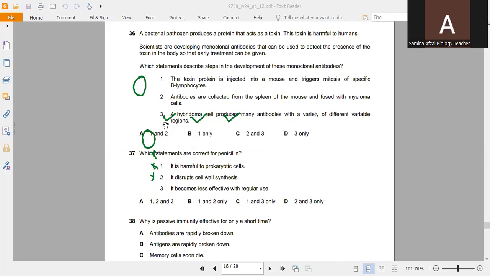Now question number 36. A bacterial pathogen produces a protein that acts as a toxin. This toxin is harmful to humans. Scientists are developing monoclonal antibodies that can be used to detect the presence of toxin in the body so that early treatment can be given. Which statements describe steps in the development of these monoclonal antibodies?